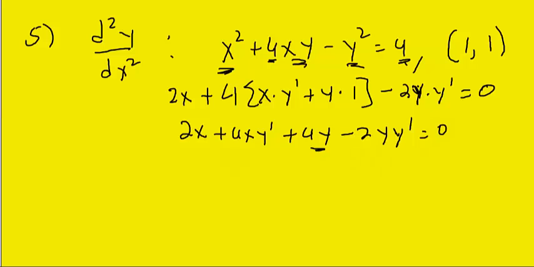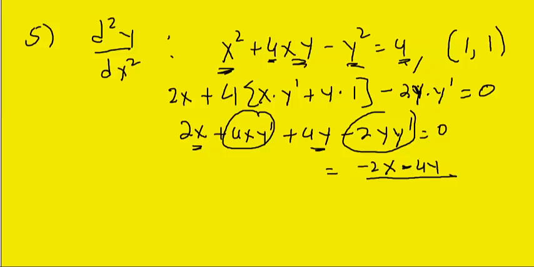I'm going to move this and this to the right, which is going to give me negative 2x minus 4y. Okay, all that over. I'm going to have this with the y prime in it, this with the y prime in it. I'm going to factor the y prime out. What's left from both of those, I'm going to divide. So that's going to be 4x from here and a minus 2y from there. Right? We're going to take a second derivative. Okay, y double prime.